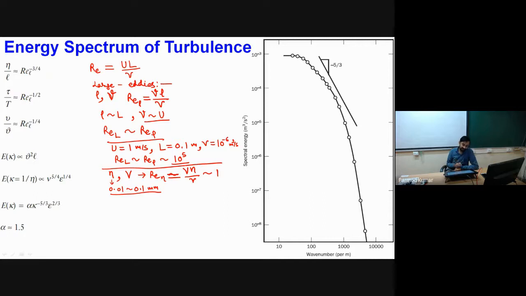If this is of order close to 1, it means that for the case of smaller eddies, inertial and viscous effects are of the same order. Okay, so inertial and viscous effects are of the same order. So this now leads to one important conclusion.